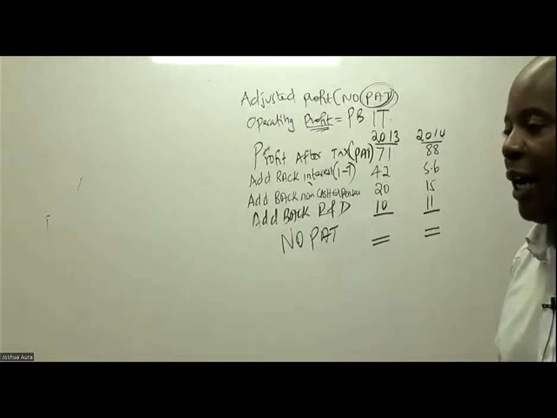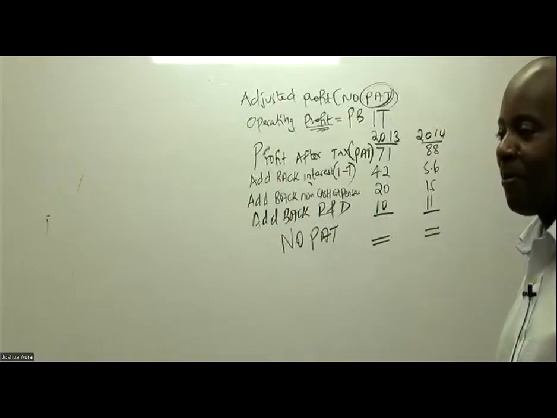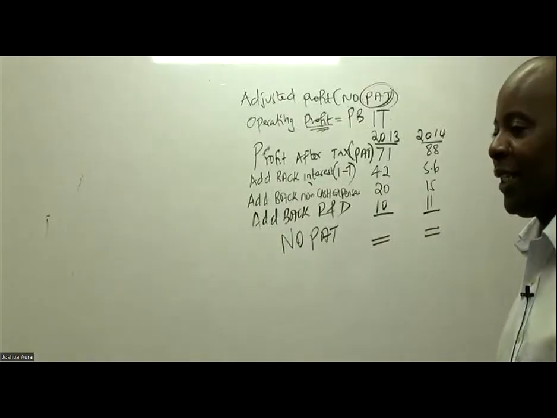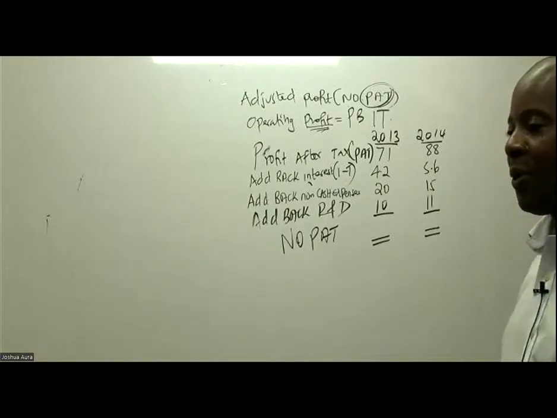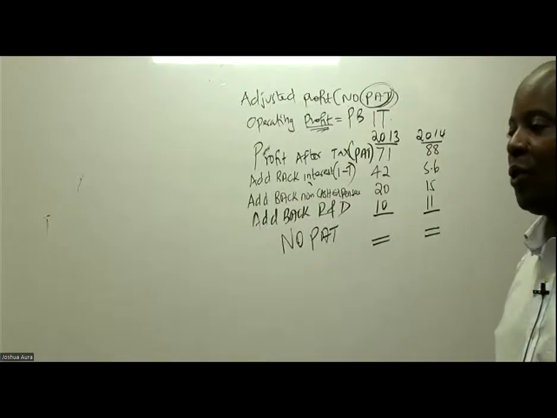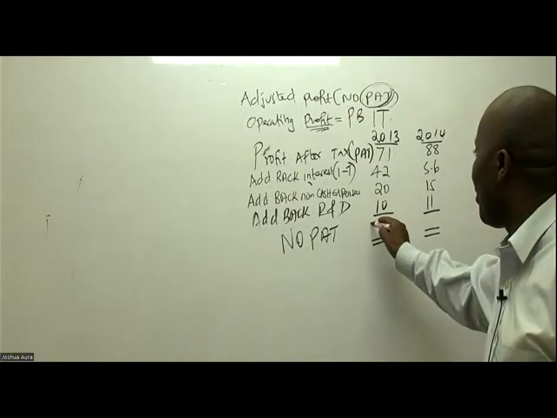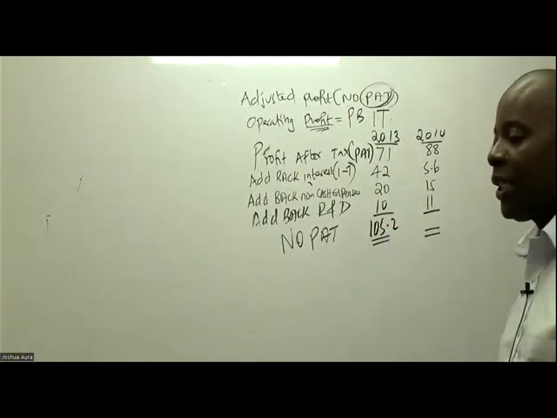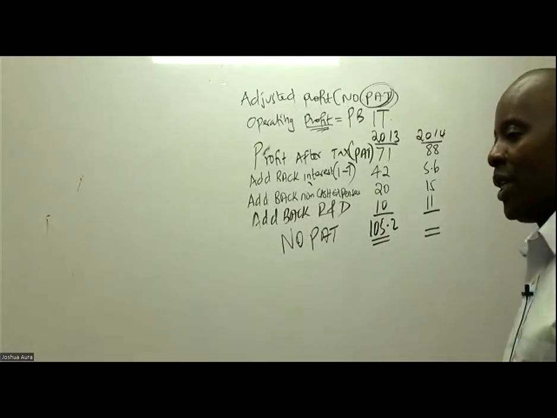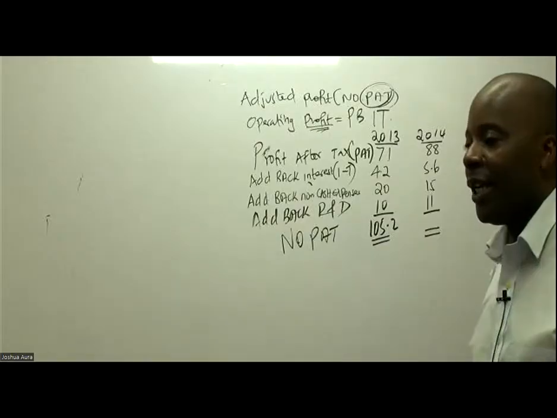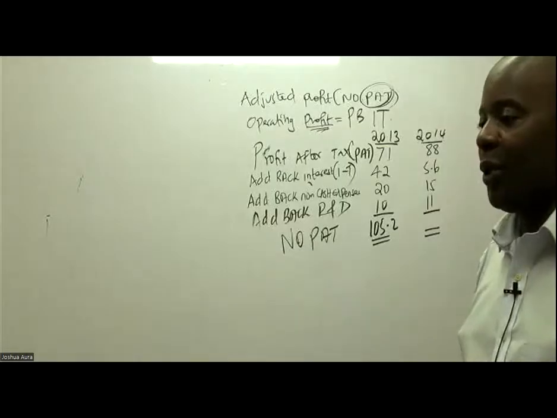The net profit after taxation. Cash flow based profitability. Net operating profit after tax, what do we have? So 105.2 in 2013, and then 2014, what do we have there?